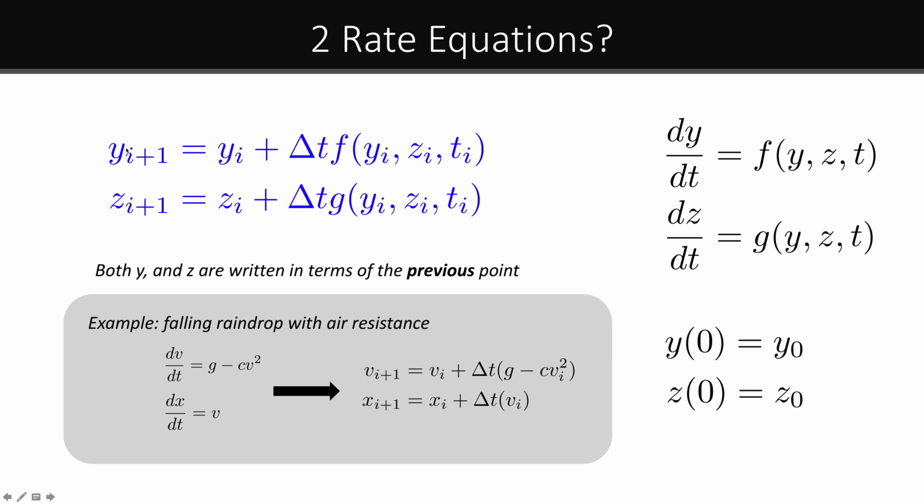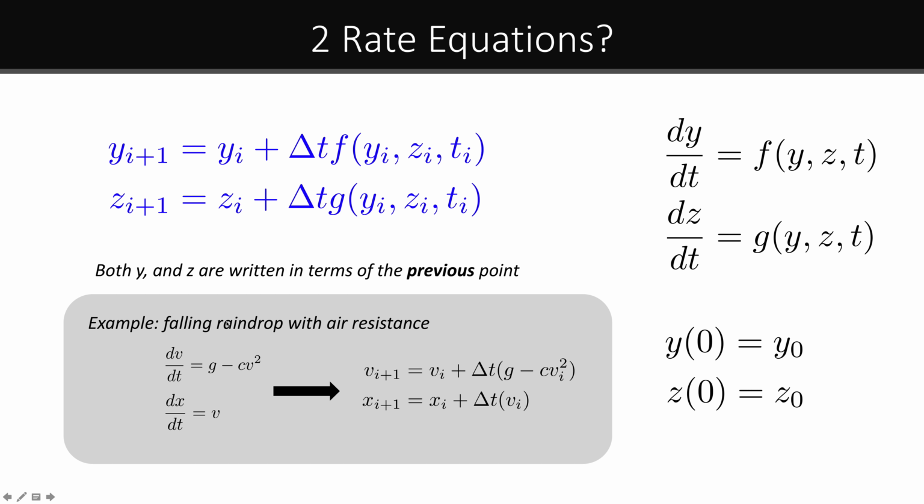So we have explicit Euler for each of these: y next equals y old plus delta t times f at the old point, z next equals z old plus delta t times the g function at the old point. So this is a function, not to be confused with gravity. Both y and z are written in terms of the previous point.